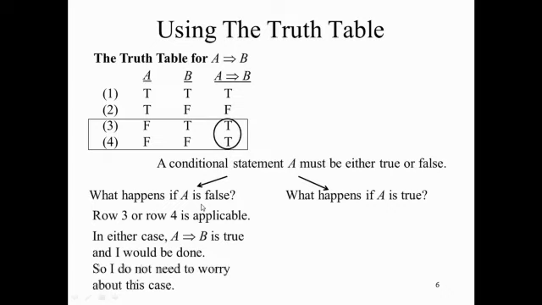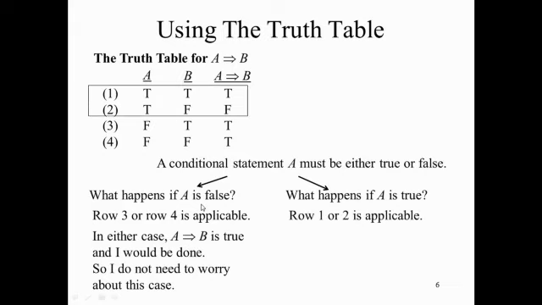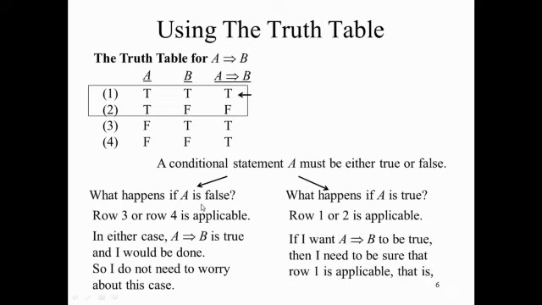Okay. On the other hand, let's take a look at what happens to the truth of A implies B when A is true. So, same thing. What row is applicable? Rows 1 and 2. Now, here's where you have to be careful. If you want to show that A implies B is true, which row do you want to be in? Row 1. You want to be in row 1.